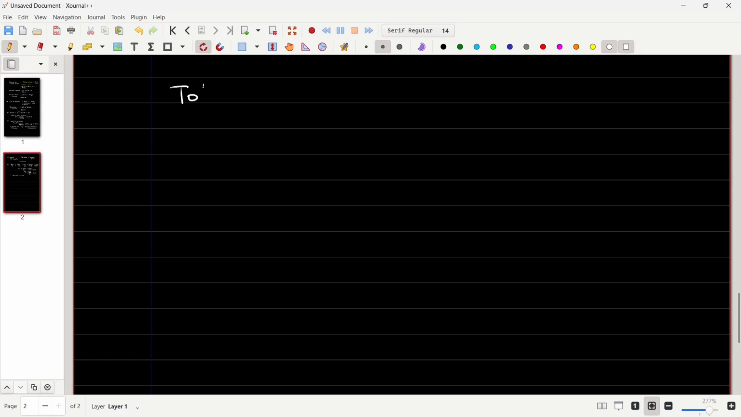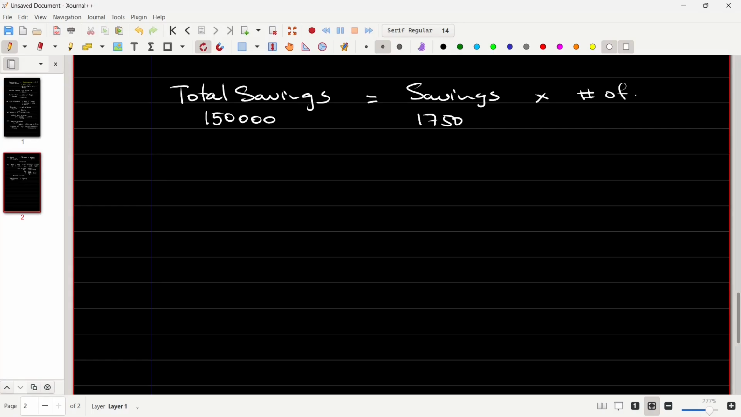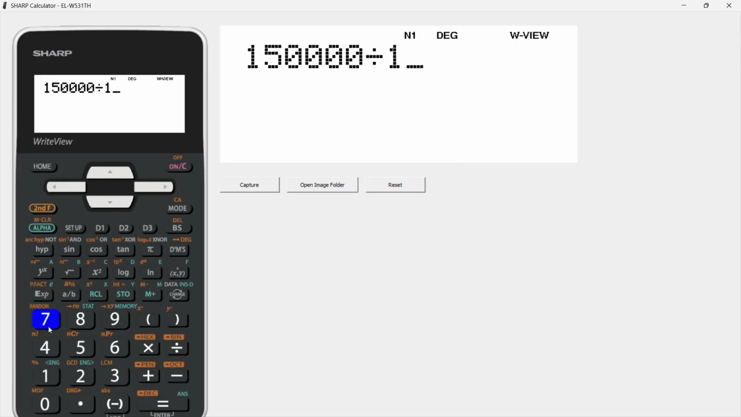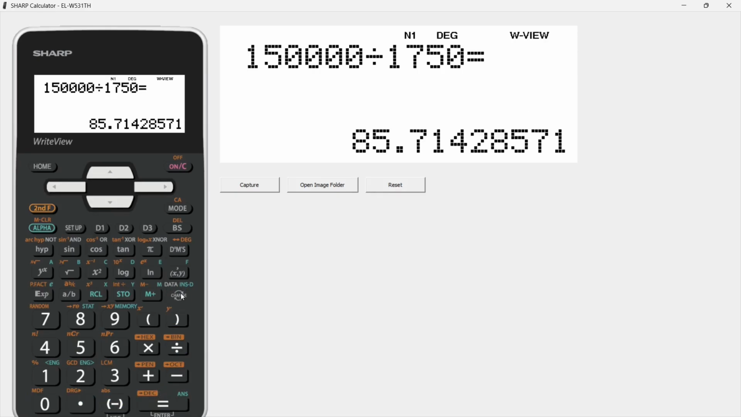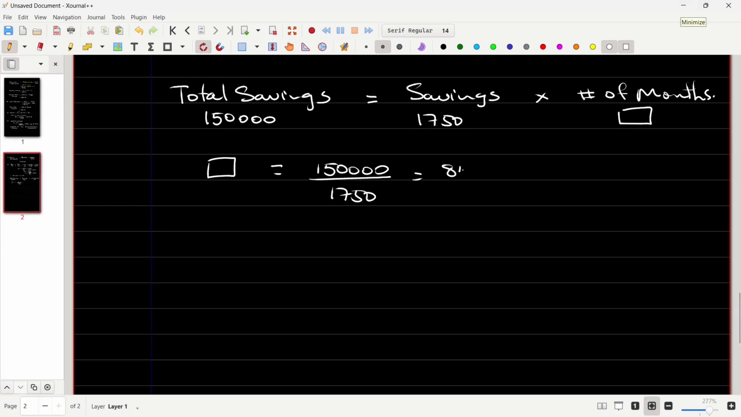Now, she needs a total savings of $150,000, and she's doing that at a rate of $1,750 every month. We don't know how many months that is, but if we want to figure out that month value, we can take that 150,000 and divide it by that 1750. We'd be able to get 85 and 5/7.